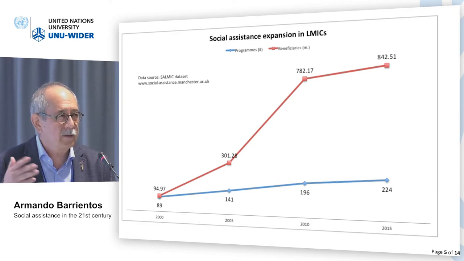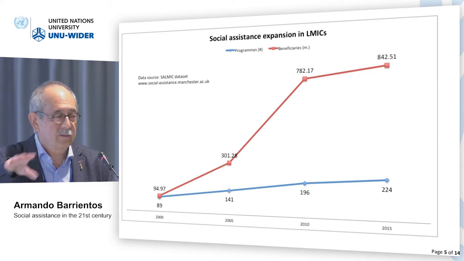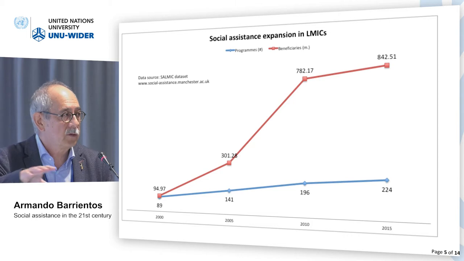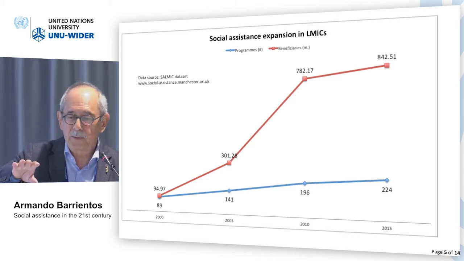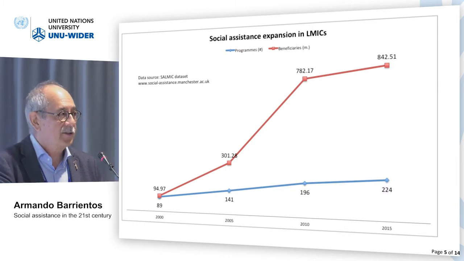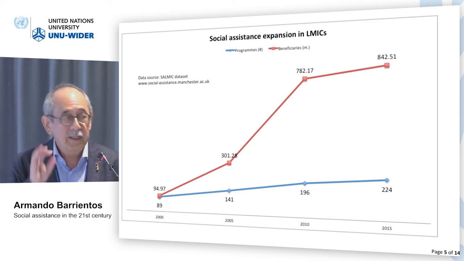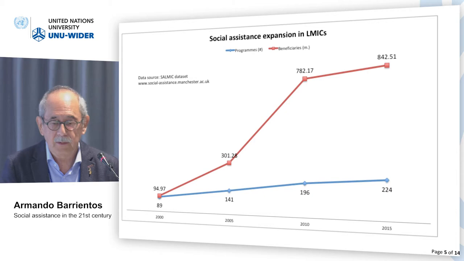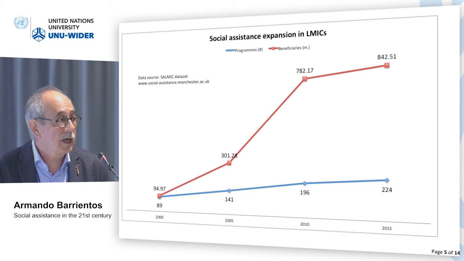It's really hard to think about the situation where you have a family who is rich by social assistance, and someone would say, you're getting a social pension, this is your dinner, and the rest of you, that's your dinner, right? It's really hard to think about that. So it's important to think about social assistance in terms of all the direct and indirect beneficiaries, and this figure of 842 million covers both of them.